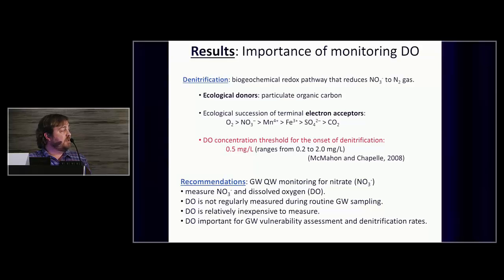And if you go through the literature, DO as low as 0.2 to as high as 2 milligrams per liter is the beginning of denitrification. Pete McMahon and Frank Chappell, in their redox framework, use 0.5 milligrams per liter DO to indicate really robust denitrification. So some of these numbers we're going to be using in just a second when we make our vulnerability maps. But again, just to think about the importance of monitoring, DO is very easy and cheap to measure when you're developing groundwater quality sampling networks.